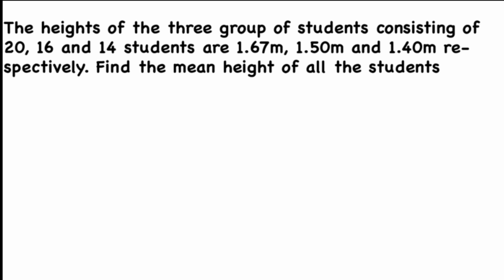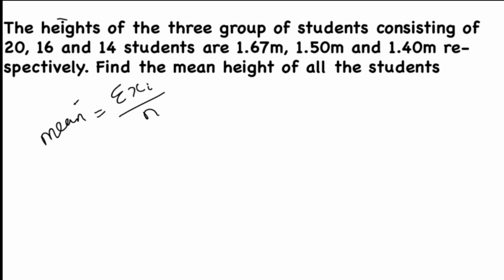How do you do this? You must go back to the first formula of mean, which says mean is equal to the summation of the items all over the number of items in that group.